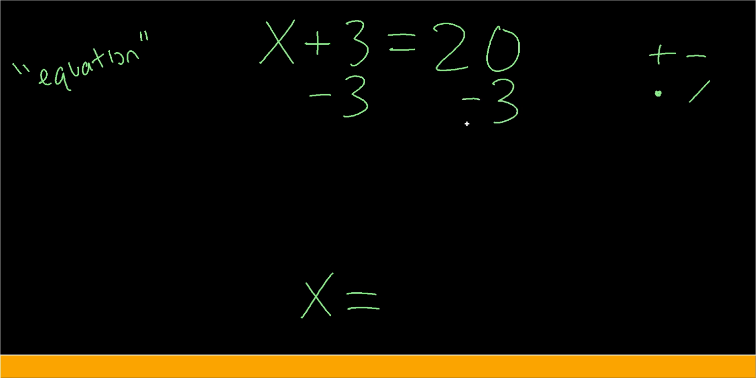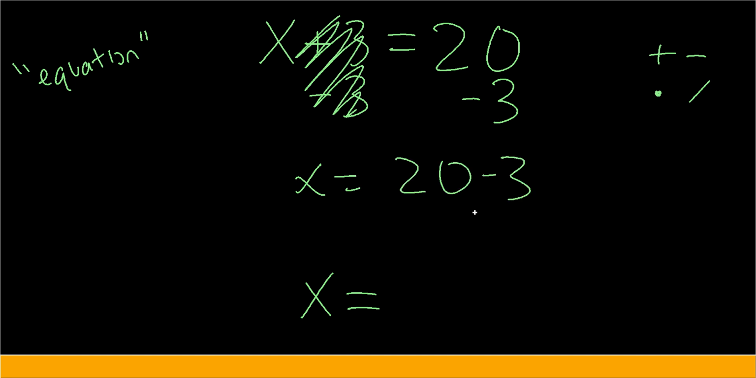And because this is an equation, when we do the same thing to both sides, it will still be equal. So in this case, we do x plus 3 minus 3. Plus 3 minus 3 is a 0, so we cancel that out. And we have x equals 20 minus 3, which is 17. So the answer to our equation, which was originally x plus 3 equals 20, if we want to solve this, the answer is x equals 17.